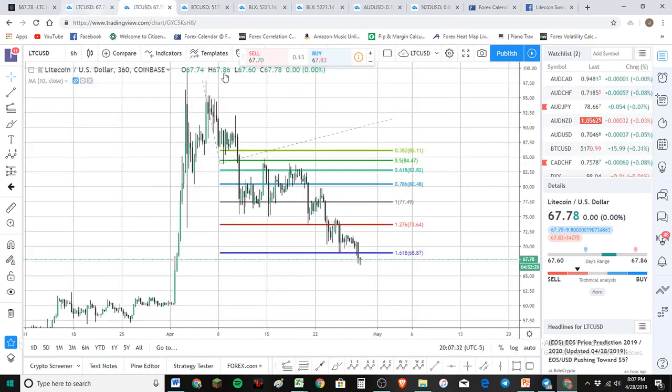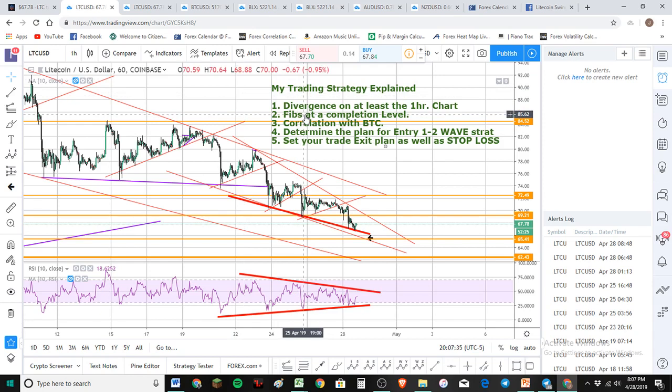Let's go back to the chart here. So number 1, got divergence. Number 2, fibs are at completion level for Litecoin. Number 3, there is correlation with Bitcoin. It looks like there's going to be an up move as well with Bitcoin. Number 4, determine the plan for entry using the 1-2 wave strategy.